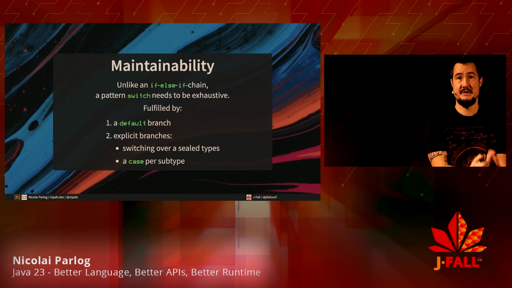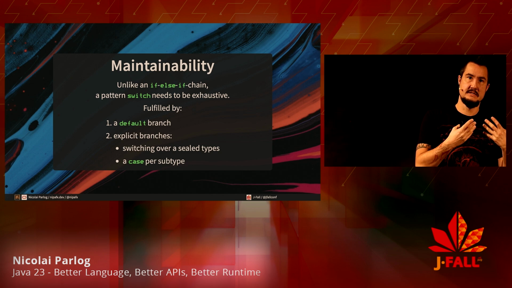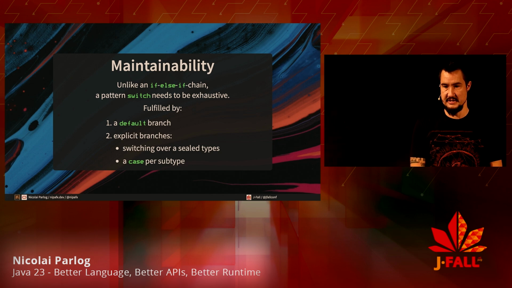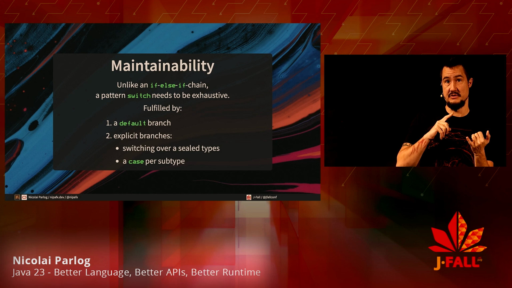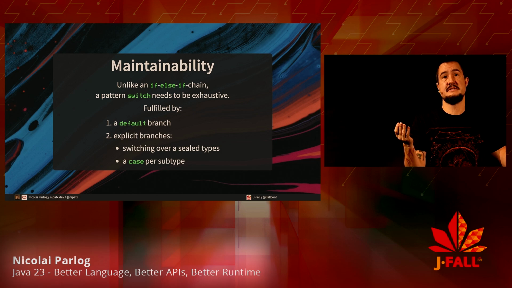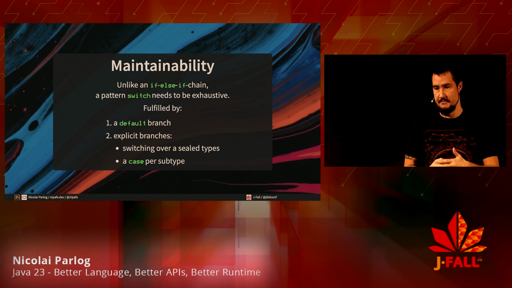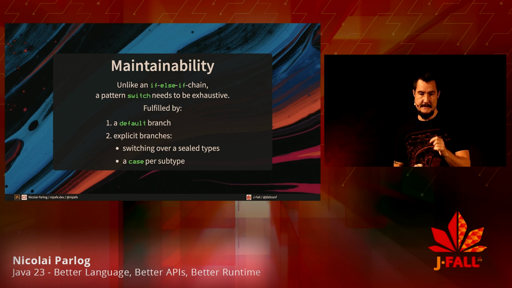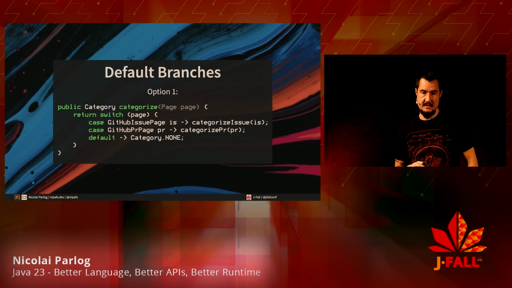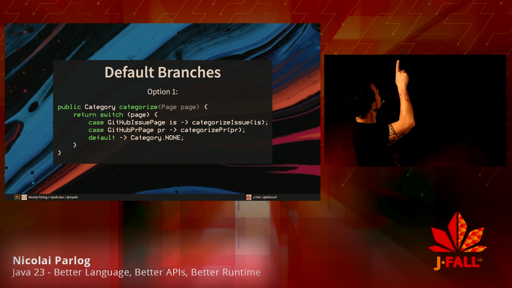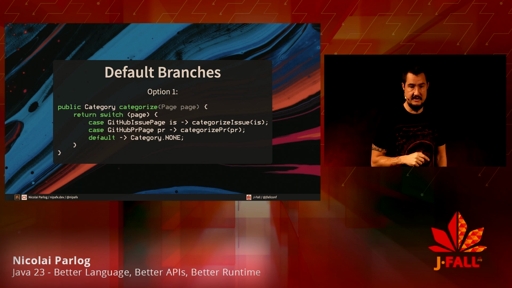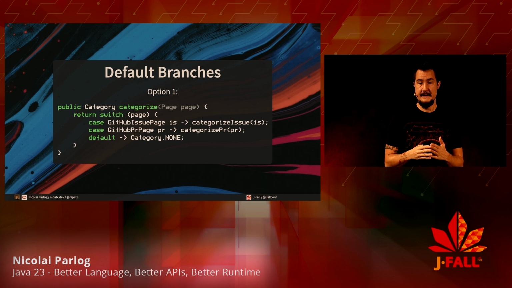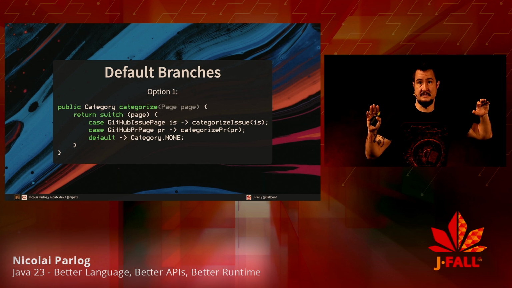Exhaustiveness means all possible cases need to be handled. And there are different ways to achieve that in a switch. The first one is you add a default branch, right? That means that everything else that didn't match any of the other cases goes into the default branch, so that's all good. The second one is to use explicit branches, but cover all subtypes of a sealed type, which is what we did before. So let's go with option 1. Option 1 just says, OK, categorize the issue page or categorize the pull request page, depending on what it is, but everything else just returns category none.